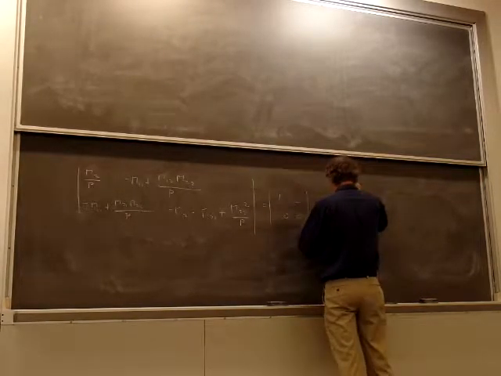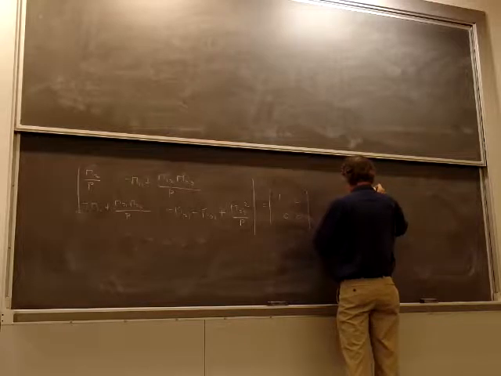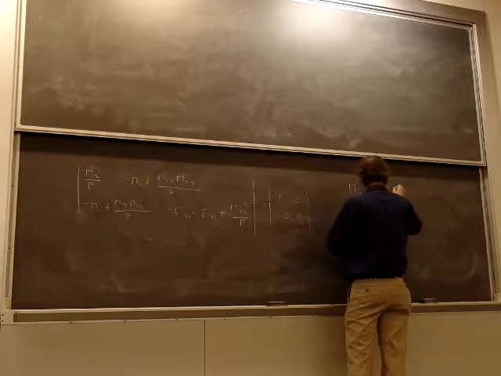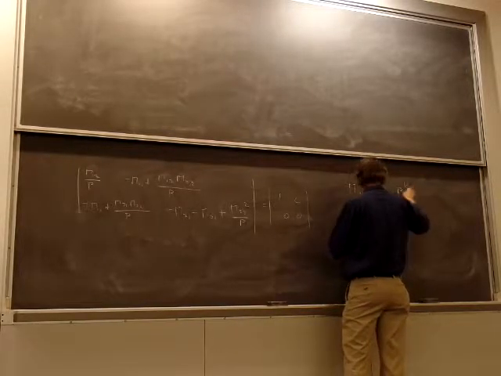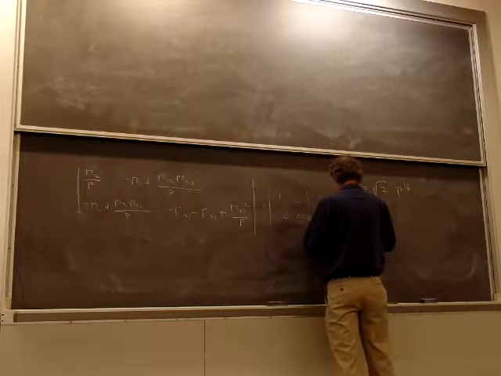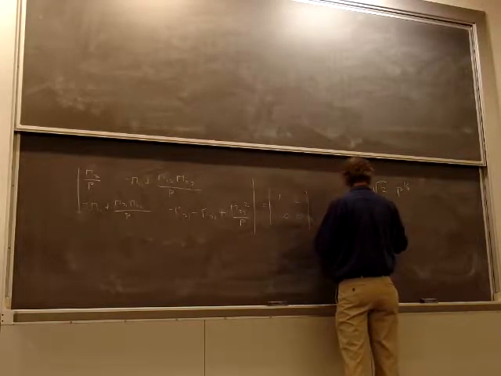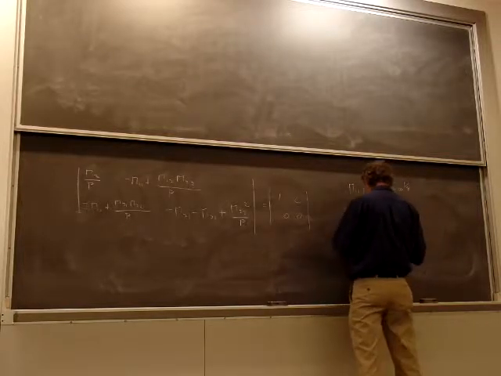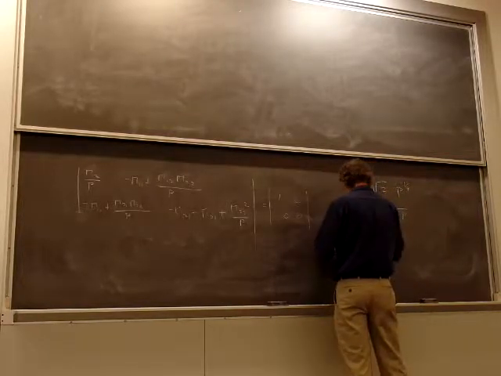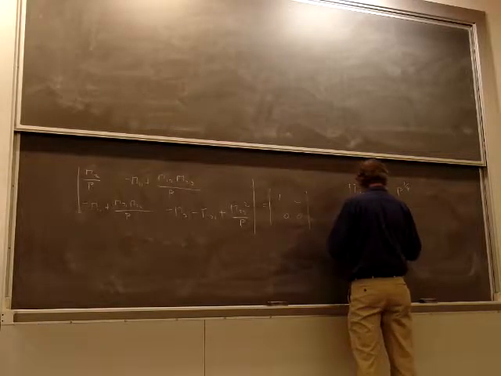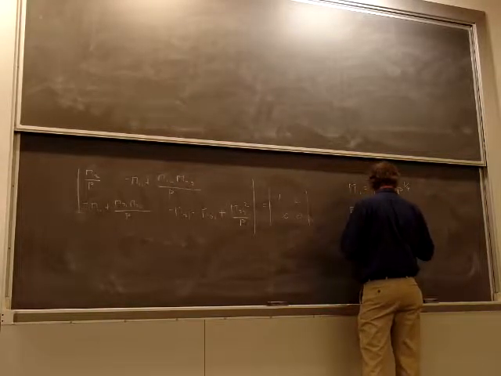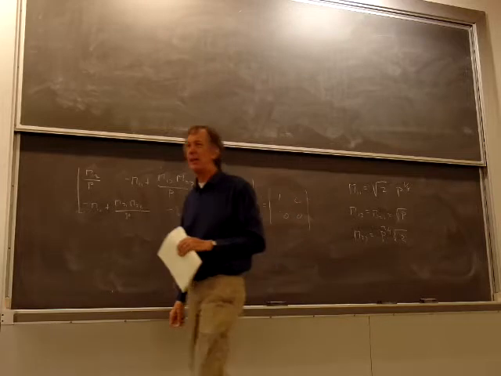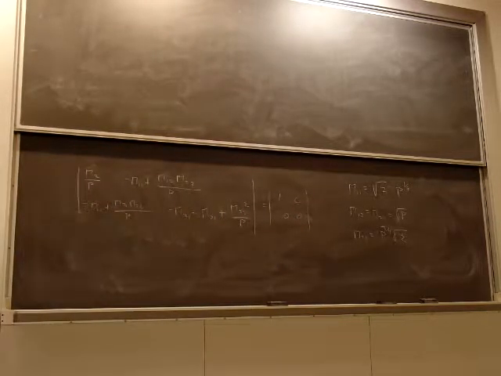M11 ends up being square root of 2 e to the 1/4 power. M12 equals M21 equals square root of p. And M22 is e to the 1/4 power square root of 2. Not nice.